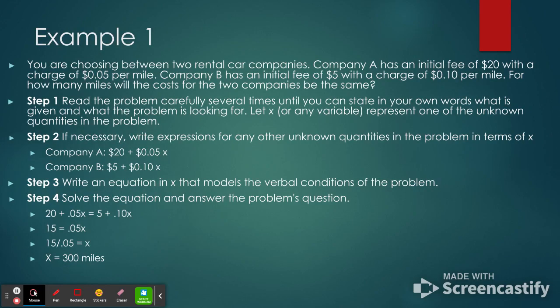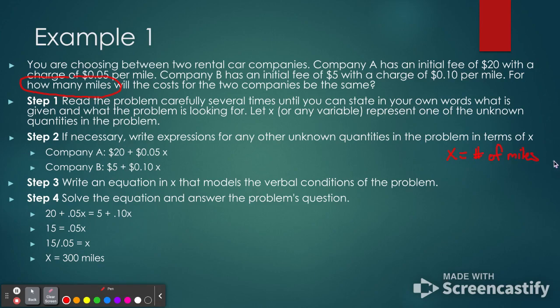All right, so here we are. This first one, I just left all the work up on the screen. Remember they said start off by reading the question carefully and identifying what X represents. As I read this question, I realize I have 2 rental car companies. One has an initial fee of $20 with an additional charge of 5 cents per mile. Company B has a 5 dollar fee with 10 cents per mile. The question is when will I spend exactly the same amount of money? How many miles would it take me to get there? That's what I'm looking for, that's what X is going to represent. So X represents the number of miles.